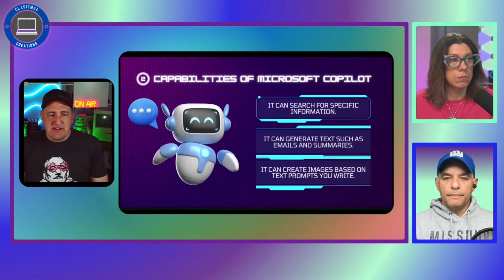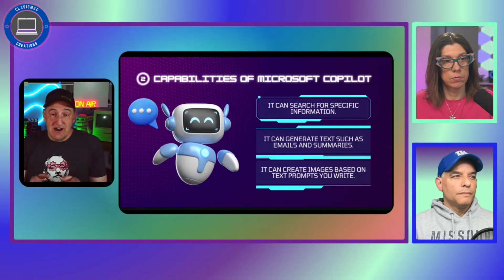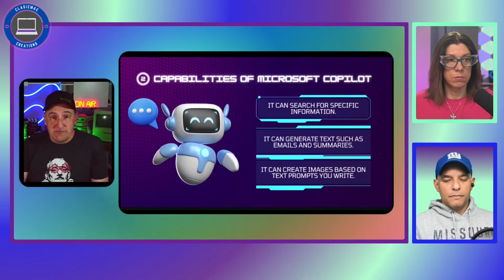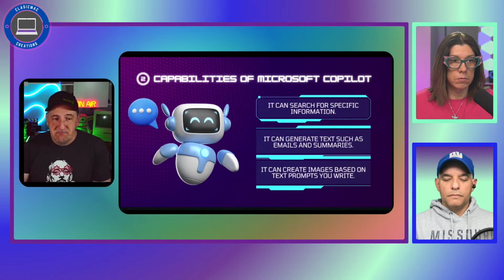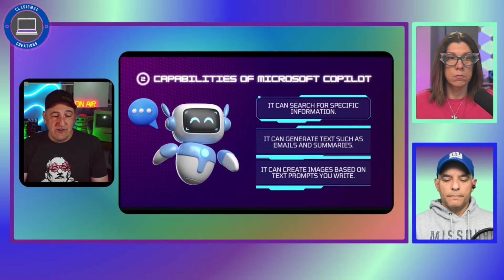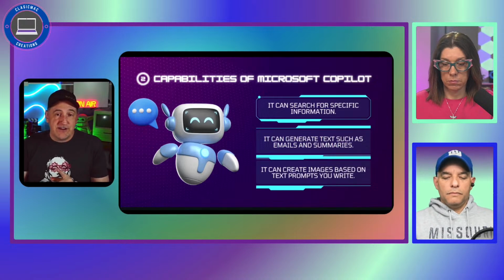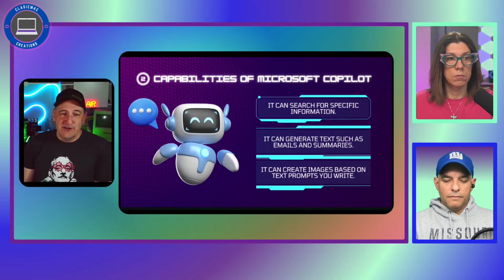And some of the capabilities of Microsoft Copilot. It can search for specific information, live and current information, which is one of the key differences between ChatGPT 3.5 and Microsoft Copilot. Copilot actually goes and gets that information from the internet that's current. It can generate text such as emails and summaries. It can create images based on text prompts that you write. And in our demo, I have a great little prompt that I think the both of you are really going to enjoy.